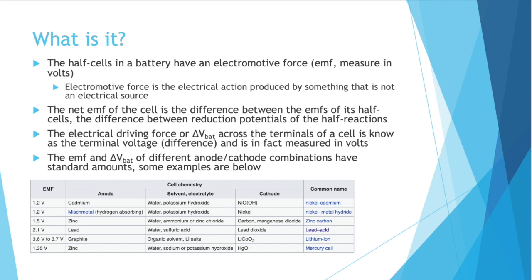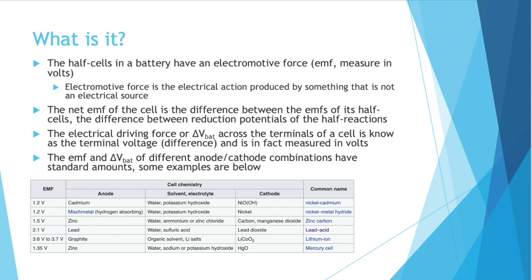That's your battery. But there's an electromotive force associated with that, an EMF. This is measured in volts, which makes sense, right? You buy a battery, oftentimes you'll buy it based on the voltage. The electromotive force is the electrical action produced by something that is not an electrical source. So what kind of electric action can we get out of this chemical battery?